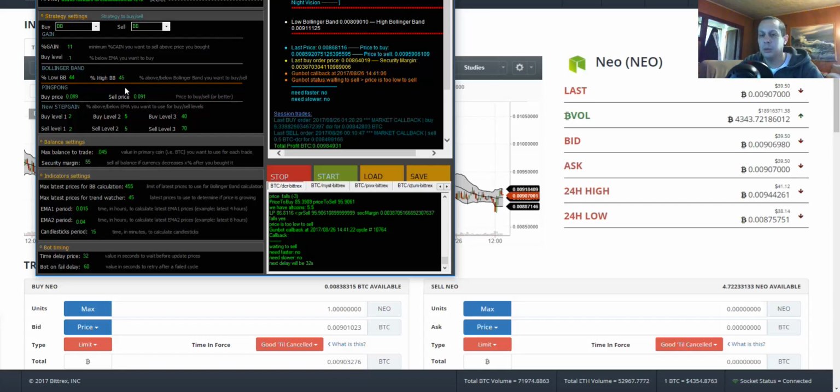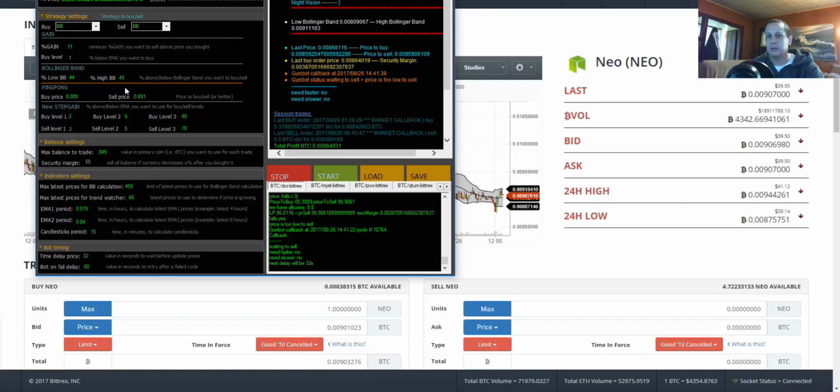If you're moving sideways or if you're moving down, then you're probably not going to make the sale anyways, unless you set your band at like 100+%. But you don't want to be selling when you're moving down anyways. You don't really want to be buying a lot when you're moving down either.